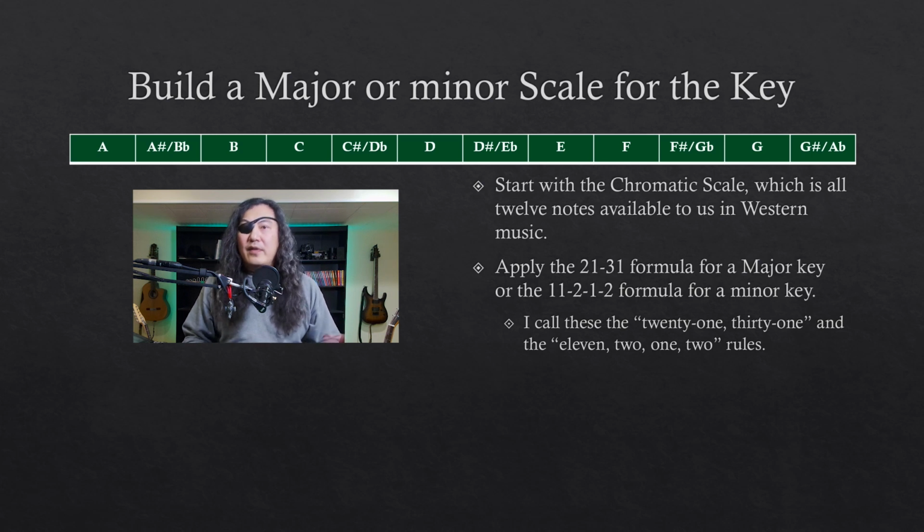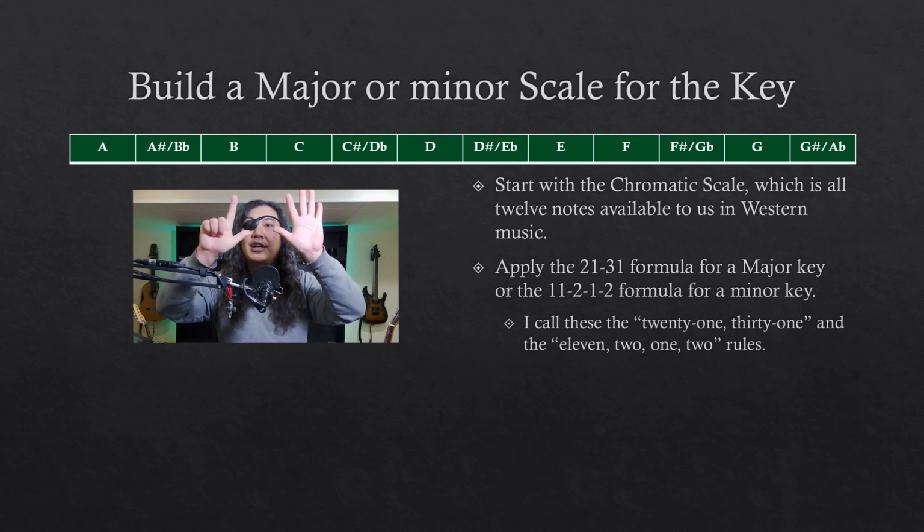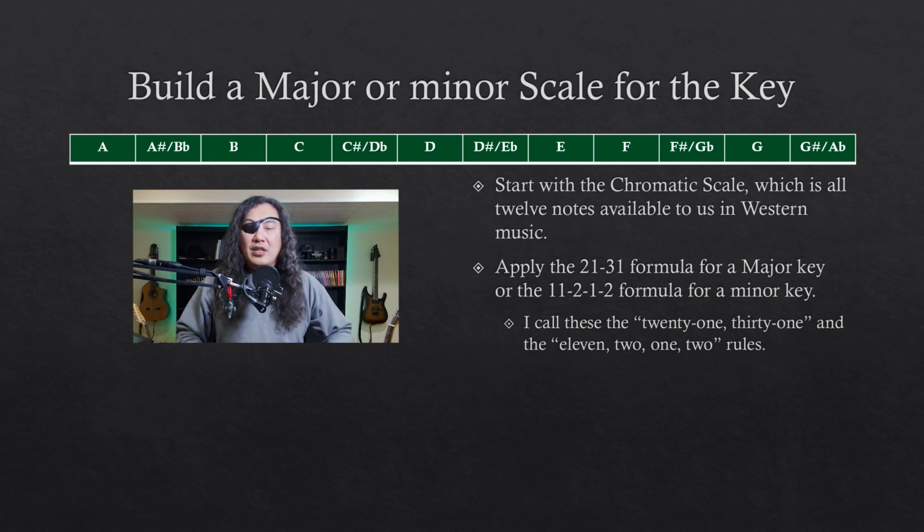The key of A minor, for instance, the A minor scale has 7 notes in it: A, B, C, D, E, F, G, and then A is our octave. It starts over at A. It loops over. So if there are 7 notes in a major or minor scale, we have to figure out what those 7 notes are. And to do that, we start with the chromatic scale. The chromatic scale is 12 notes. It is all of the notes that are available to us in Western music.